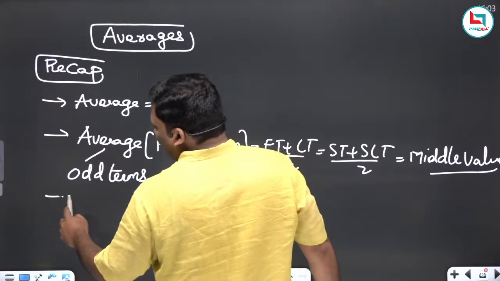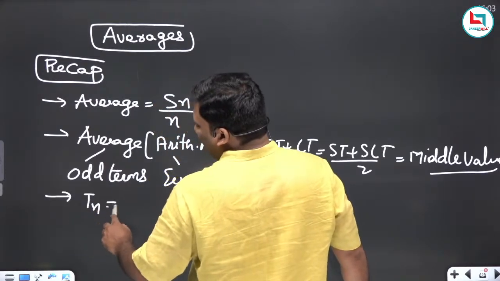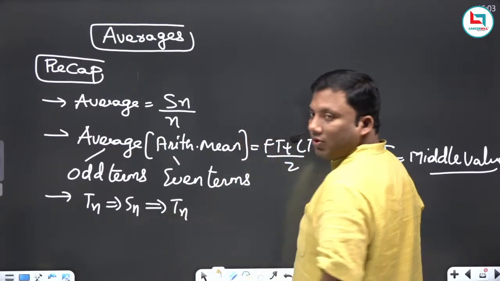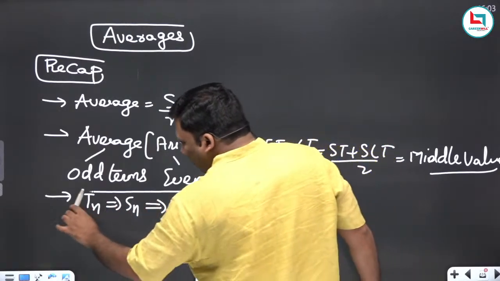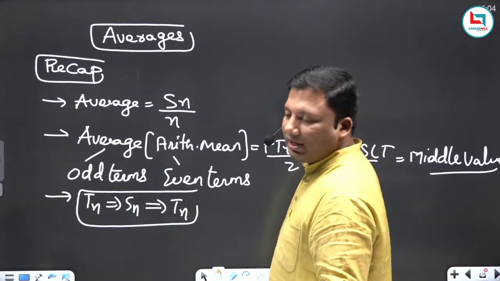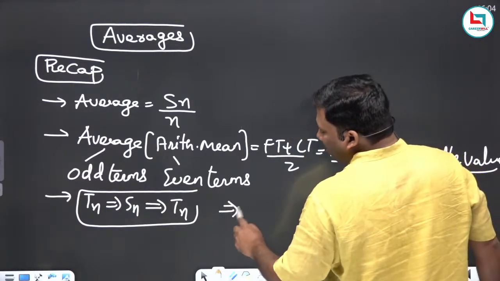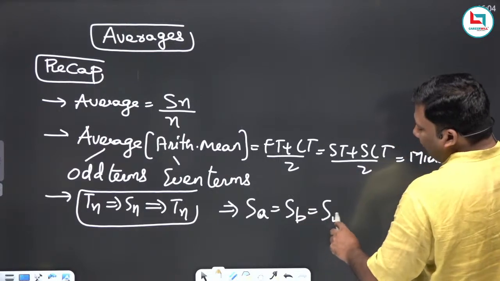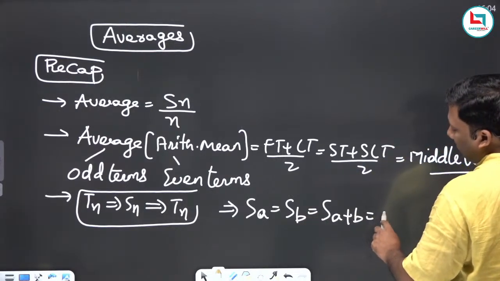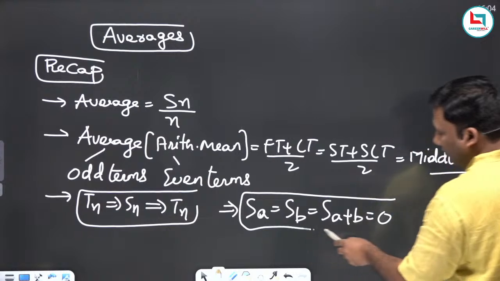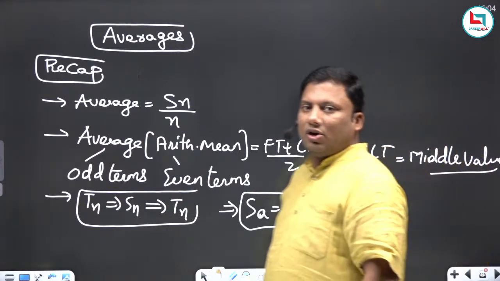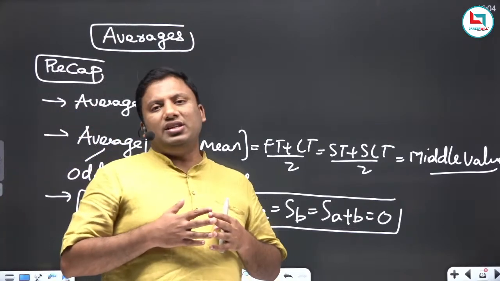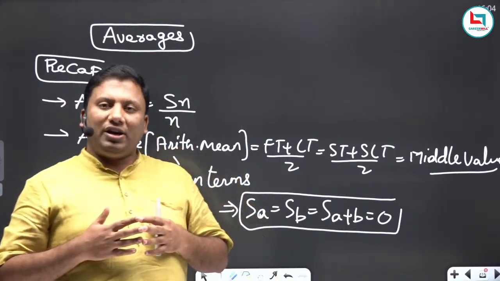Third concept we discussed: if Tn is given, how to find out Sn. If Sn is given, how to find out Tn. We have seen the relationship of average with the sum of n terms. What is the next concept we discussed? If sum of first n terms is equivalent to sum of first b terms, then S(a+b) is equivalent to 0. And we also discussed the proof. These are some of the foundation problems which we discussed for close to 1 hour 45 minutes.